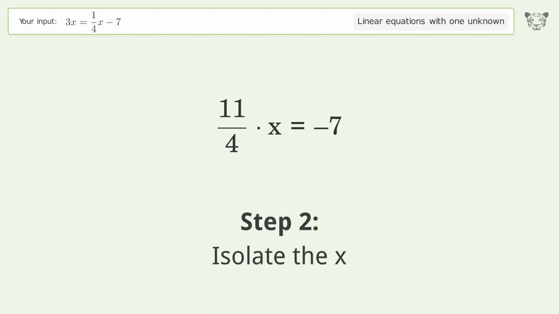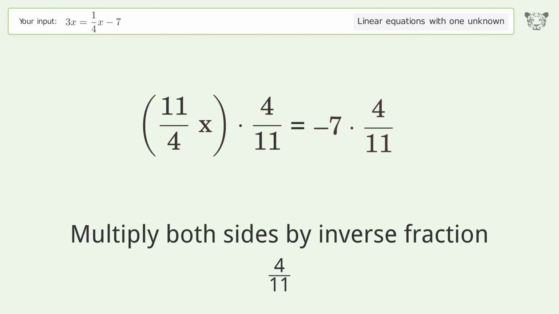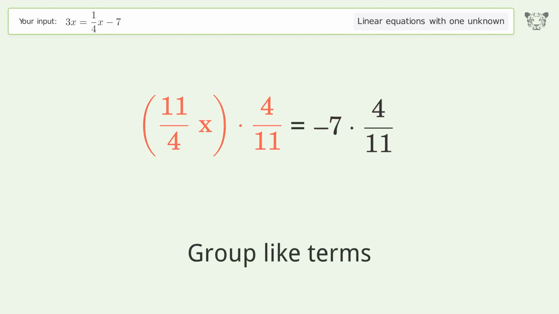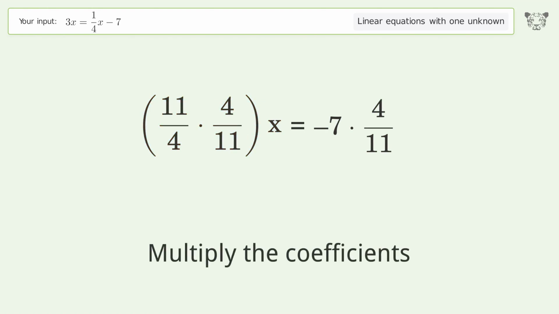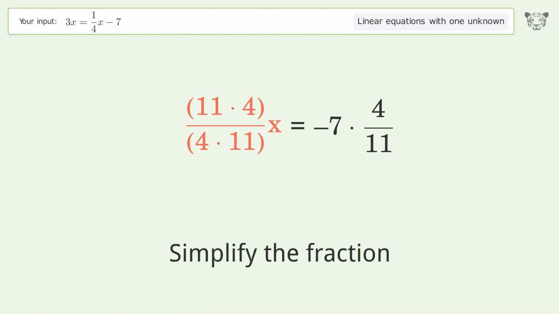Isolate the x. Multiply both sides by inverse fraction 4/11. Group like terms. Multiply the coefficients. Simplify the fraction.